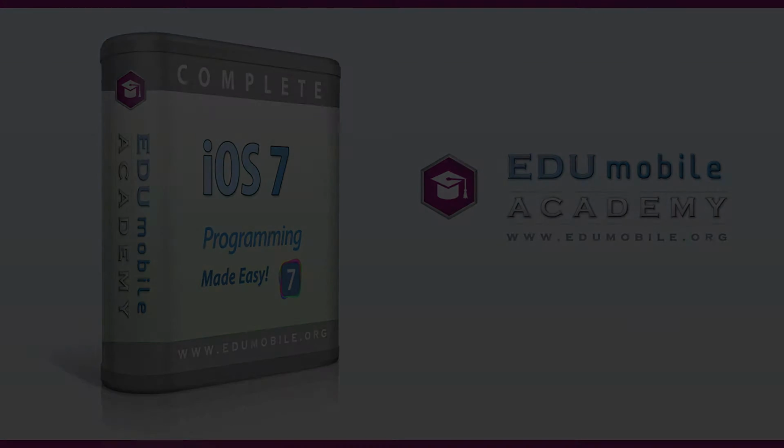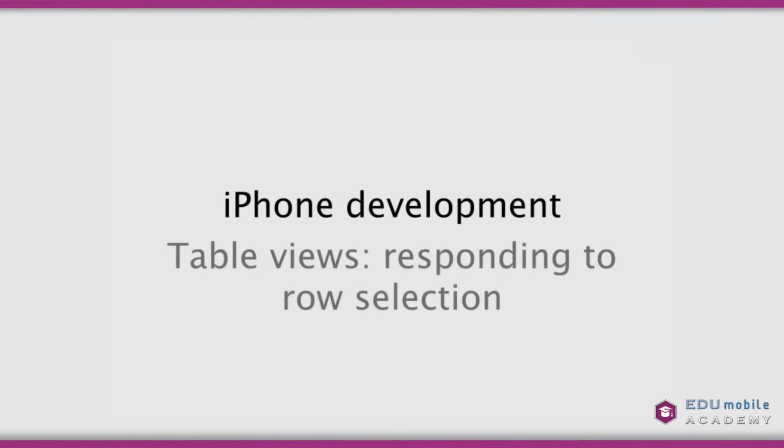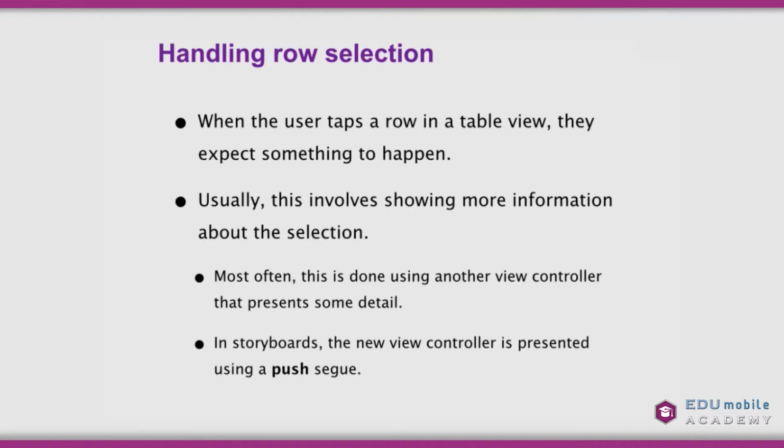Today we're going to talk about responding to row selection. When a user taps a row in a table view, what happens? So here we go. When a user taps a row in a table view, there's some interaction there. They expect something to happen, so we shouldn't disappoint them. Usually the something they expect to happen involves showing some detail or more information about the row they've selected.